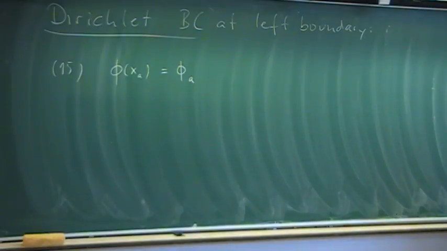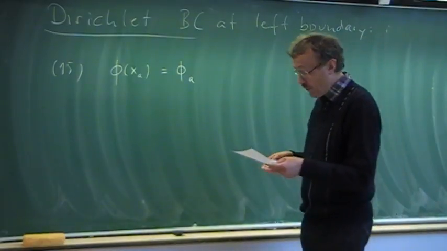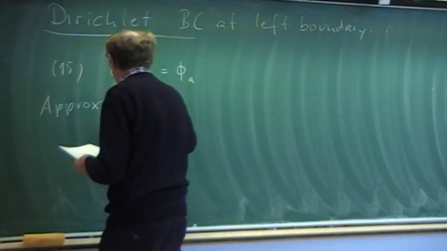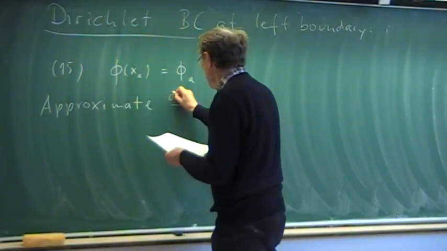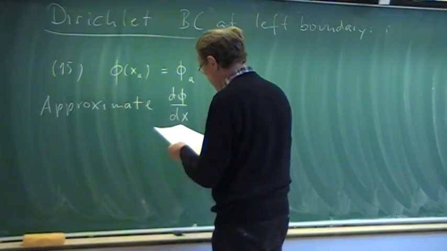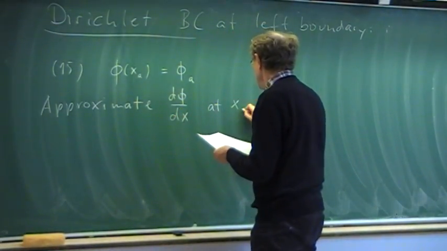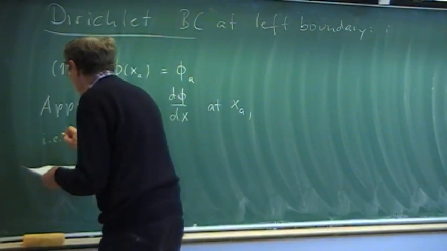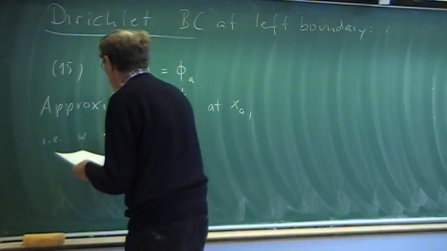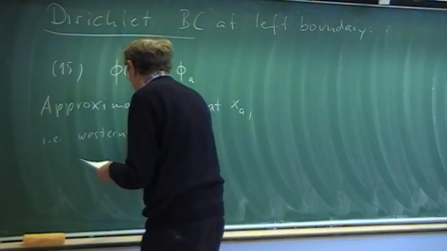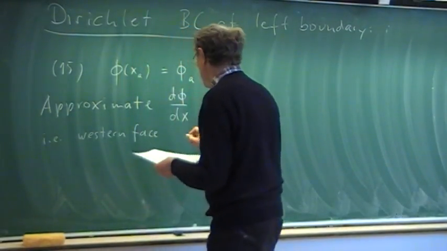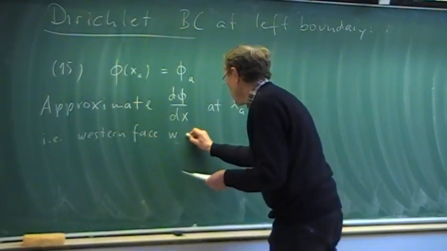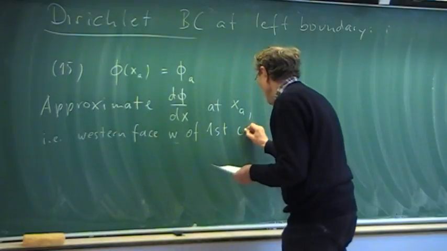So then we need to approximate the derivative at the boundary. So we approximate the derivative d phi dx at xA. And that is then the western face of the first control volume. That is west, so the western face of the first control volume, of the first cell.